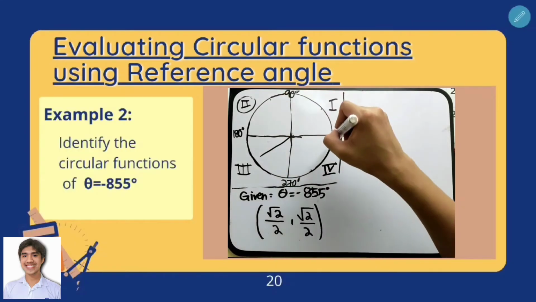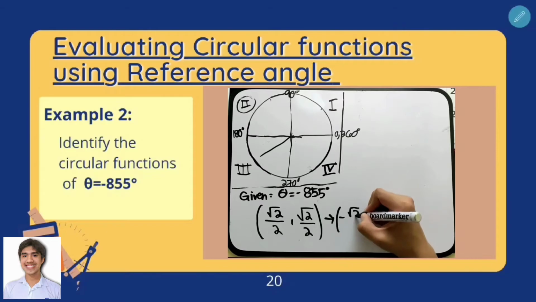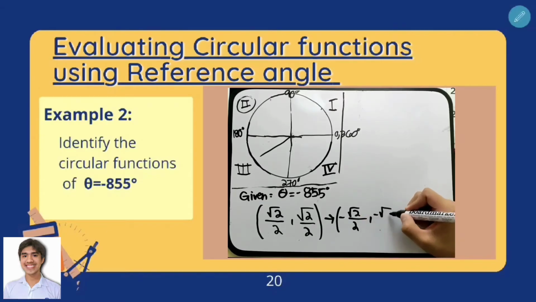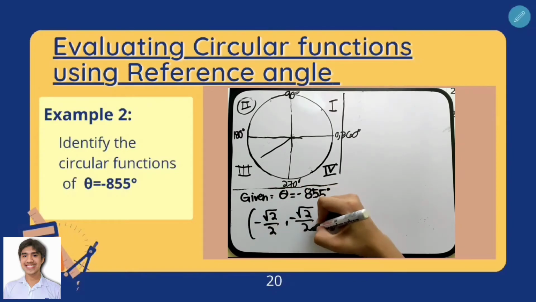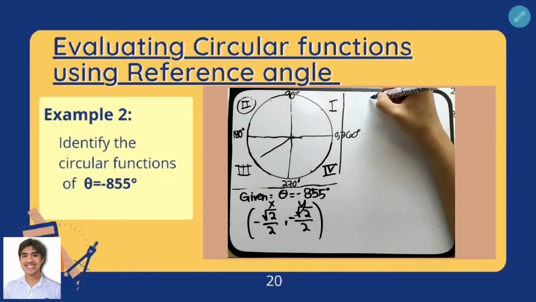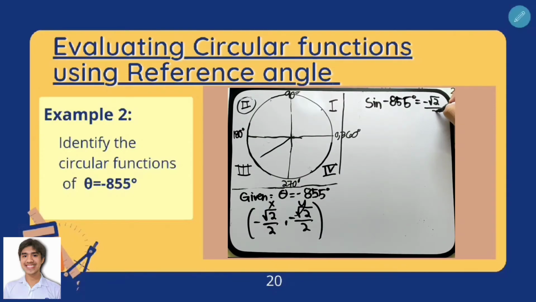Next, we have to affix the appropriate sign. Since negative 855 degrees is in third quadrant, we have to change the signs into negative and negative because there, x-axis and y-axis is negative. So it will become negative square root of 2 over 2 and negative square root of 2 over 2. After getting the terminal points, let's now identify our 6 circular functions. Let's begin with our sine of negative 855 degrees. Sine is equal to the y-coordinate, which is negative square root of 2 over 2.